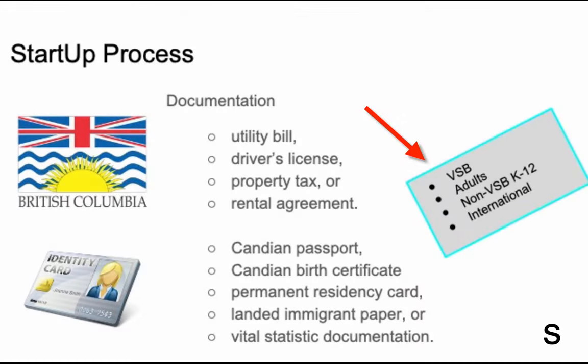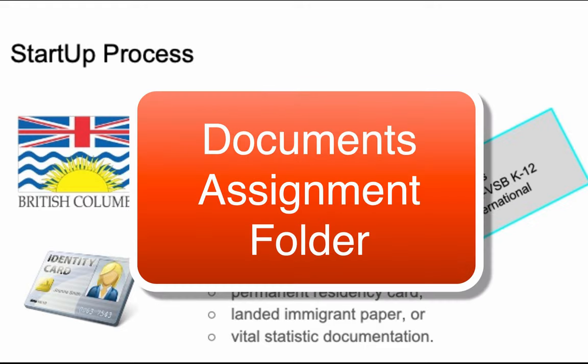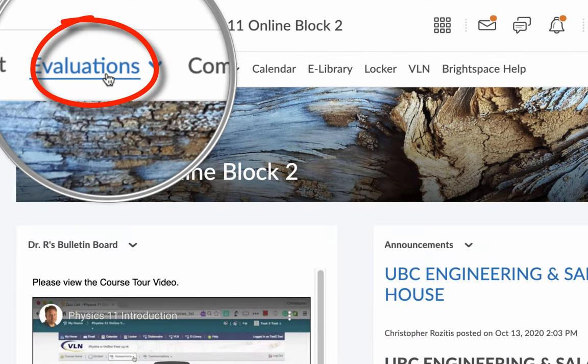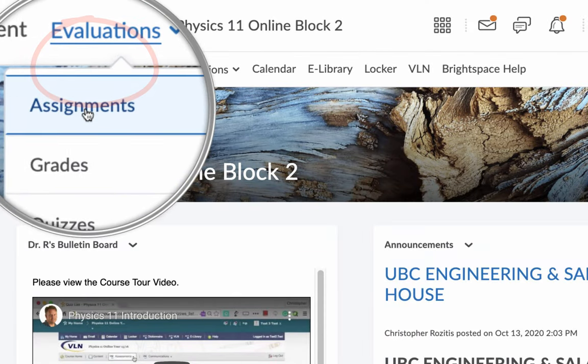The first thing you need to do is determine, are you a VSB student, an adult, a non-VSB K-12 student, or an international student? What you need to do is read the instructions very carefully to figure out what you need to submit. If you are a Vancouver School Board student, you do not need to submit anything. The instructions of what you need to submit can be found in the Documents Assignment folder. Click on Evaluation, Assignments, and then Documents.